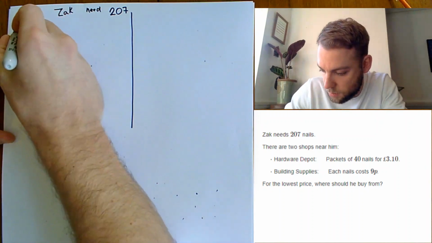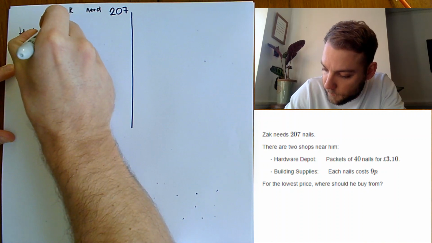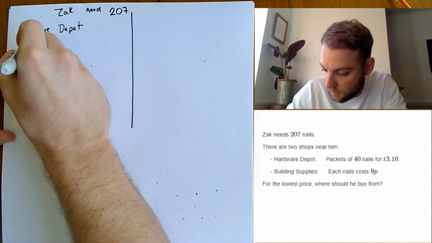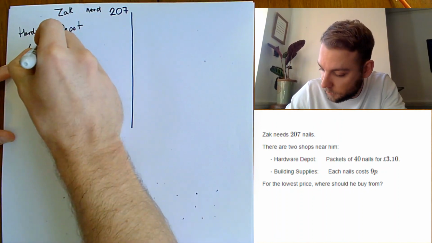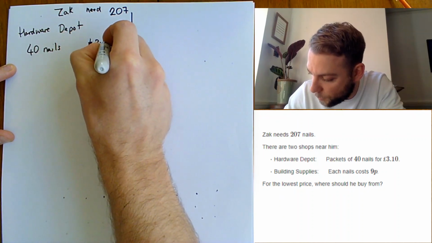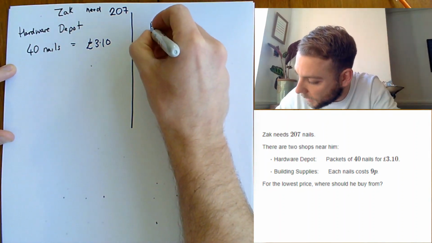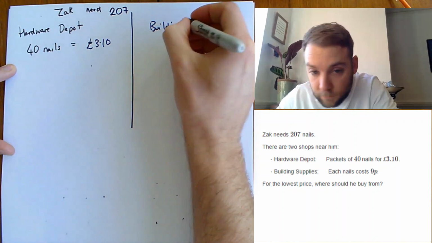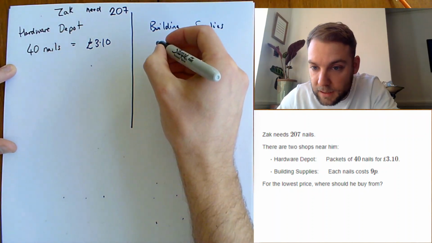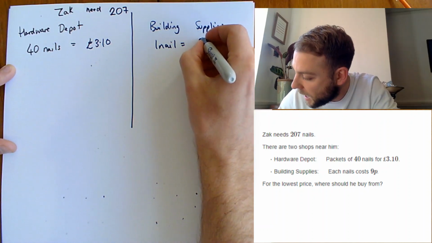At Hardware Depot, he has 40 nails and they are £3.10 per pack. And at Building Supplies, it is 1 nail is equal to 9p.